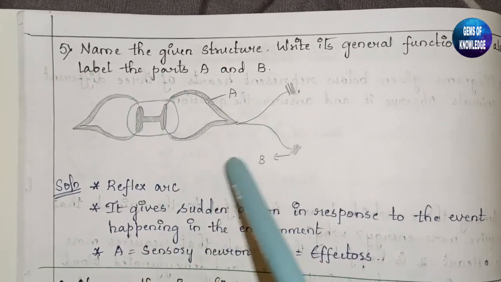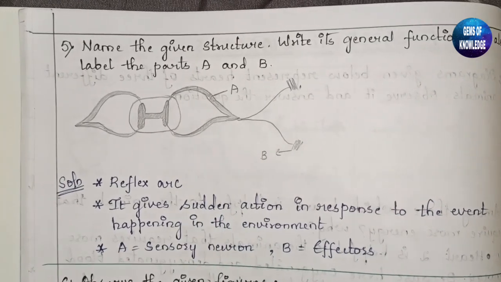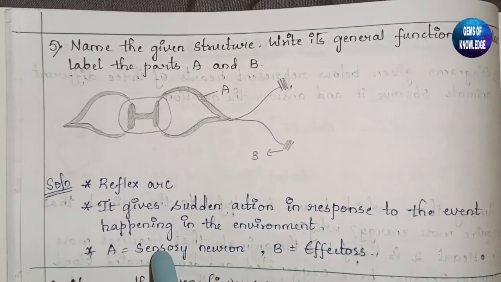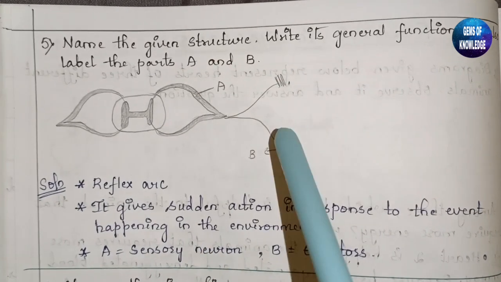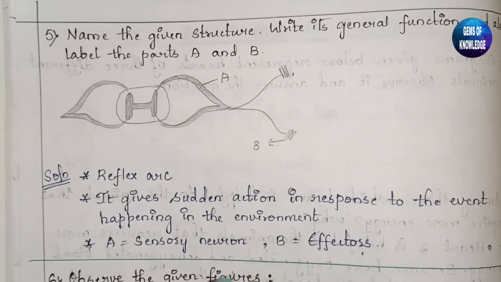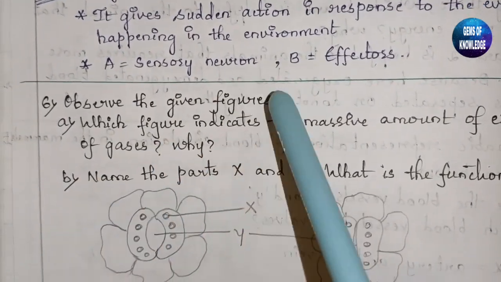So this figure is of a reflex arc, and it helps us give a quick response. A is the sensory neuron, and B is the effector. I hope this is clear. We'll move on to the next. Observe the given figures.